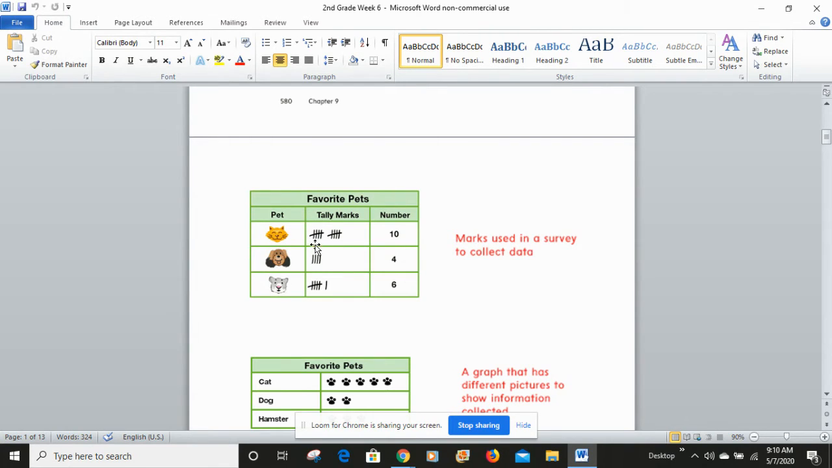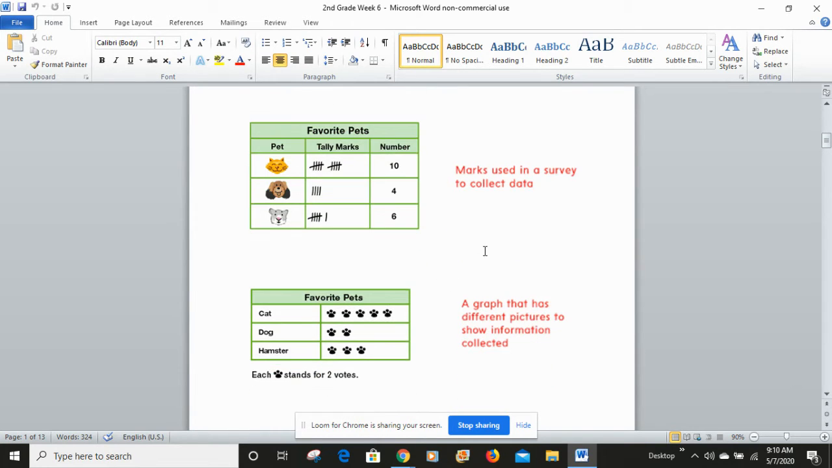And remember, in tally marks, if you've got 4 tally marks with the slash going through it, that counts as 5. So it's a real easy way. You don't have to count each one of the little marks. You can just see that there's 5 here, and there's 5 here, and that equals 10. The dog has 4. You can see that there. And the hamster has 5, and one more is 6.